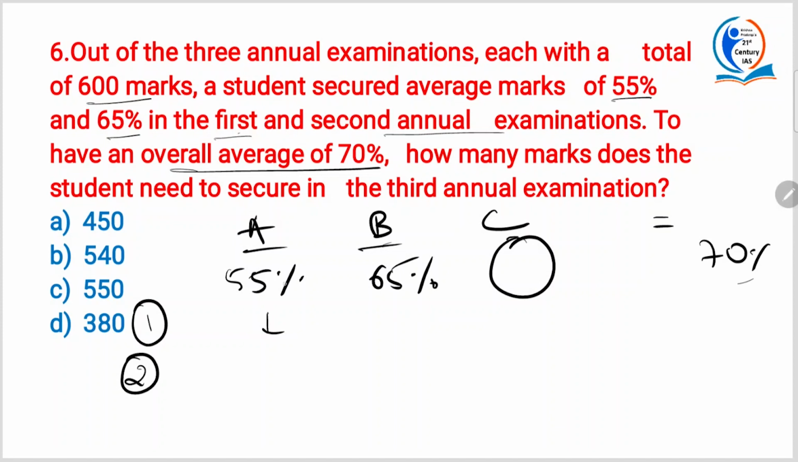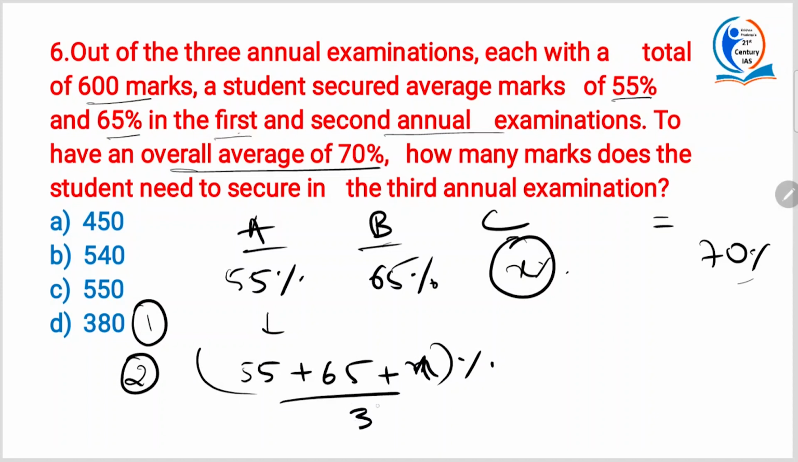See, what is the average of these 3 numbers? Let it be x percentage. Average is how much? 55% plus 65% plus x% by 3 is equal to 70%. No, 7 percentage will go. How much is it? It is 120 plus x is equal to 210.